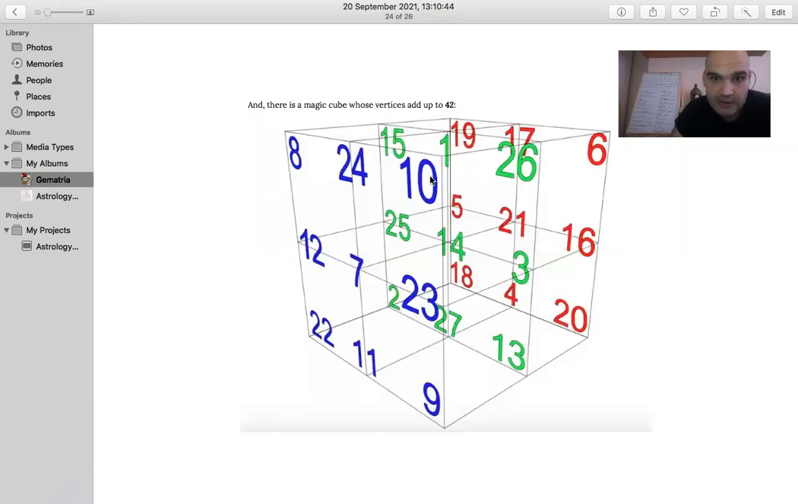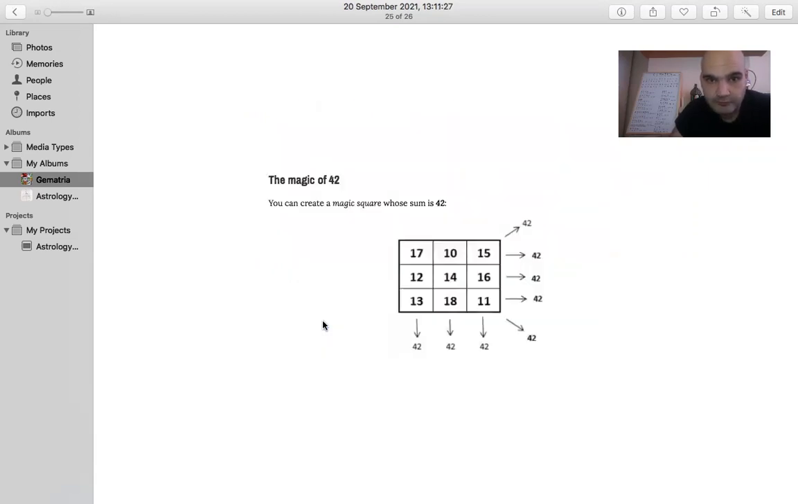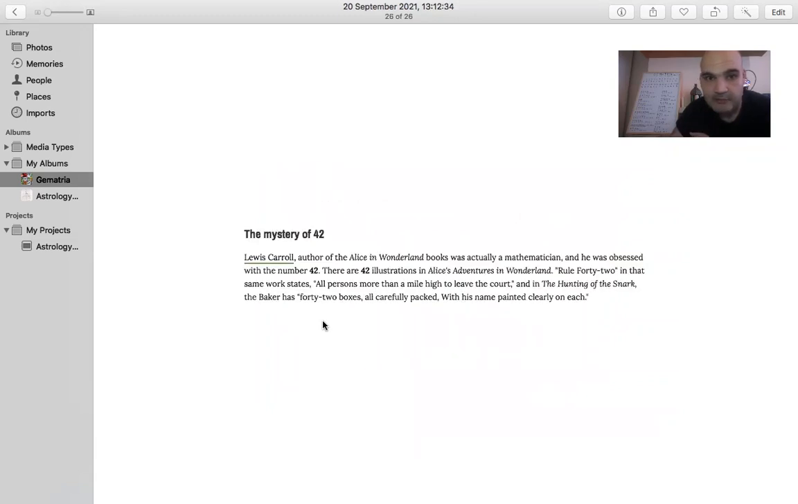You add 10, 7, and 22 equals 42. And again, these are just more examples of that pattern. And yeah, the number 42 is quite relevant for the film Alice in Wonderland.